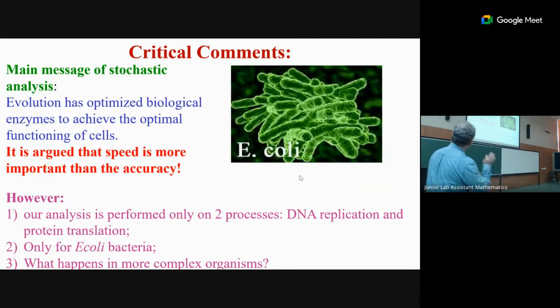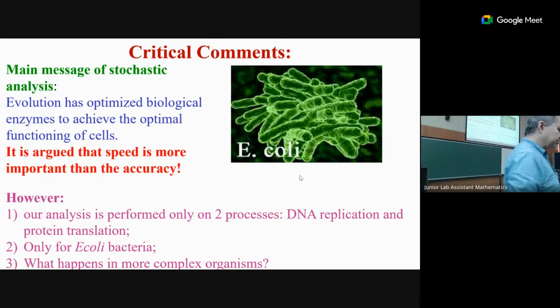But the important thing here is that this is a stochastic approach. It's a more elaborate model, you take into account different states, but it's still a stochastic approach, and it gives us several interesting results. It seems evolution optimized biological enzymes to achieve optimal functioning of cells, and that speed is more important. But you have to be careful. In my previous lectures, I gave you examples of how people can come out with their own conclusions, so you have to be critical. My analysis was based on two processes, DNA replication and protein translation, and was only done for E. coli bacteria. It's possible that for more complex organisms some other criteria might work. But at least for bacteria, this seems to be the case.